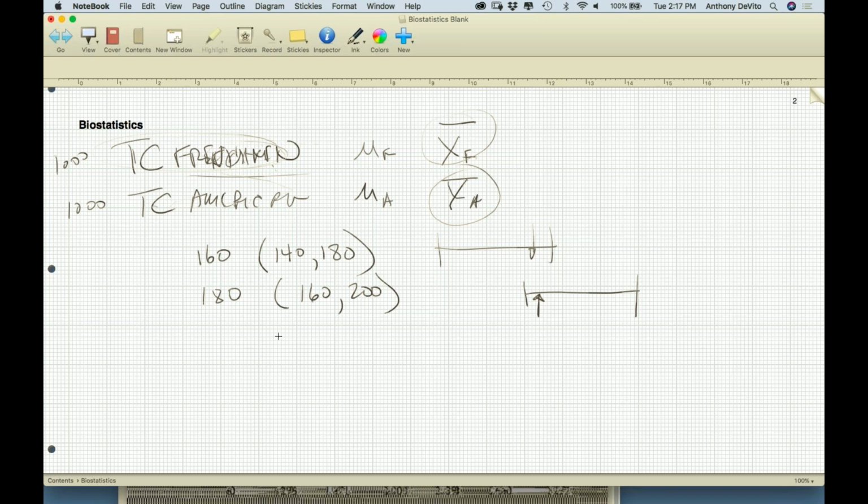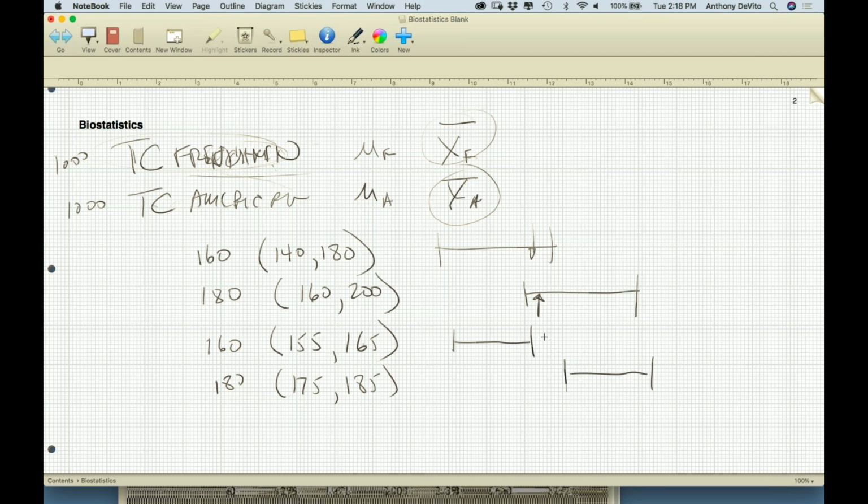Now, how about if I got a different result? Based on that sample, I was able to say 160 and 180. However, it's a big enough sample and there's small enough variability that maybe the confidence interval for Frenchmen turned out to be 155 to 165. And for Americans, it was 175 to 185. We're 95% sure that the true population mean for Frenchmen is between 155 and 165, and for Americans, between 175 and 185.